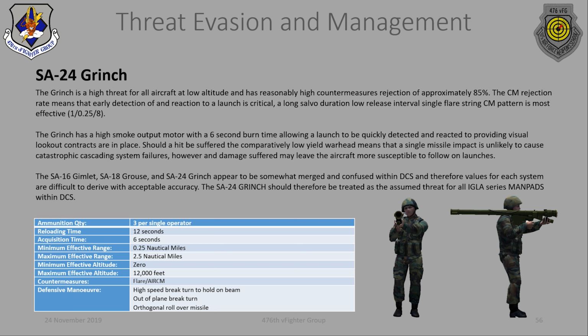So with that in mind, SA-24 Grinch, it's the most up-to-date Russian manpad system. It's the current generation Igla. Performance-wise, it's very similar to the Stinger and the 18 in terms of range, altitude envelopes, etc. The only difference is it's got a much better countermeasures rejection, up to about 85%. So it will bite on flares, but you're going to need a lot in the sky for it to do it. As always, DCS countermeasures, both chaff and flare, are just dice rolls. So the more you've got in the sky, the more likely it is to bite on one of them.